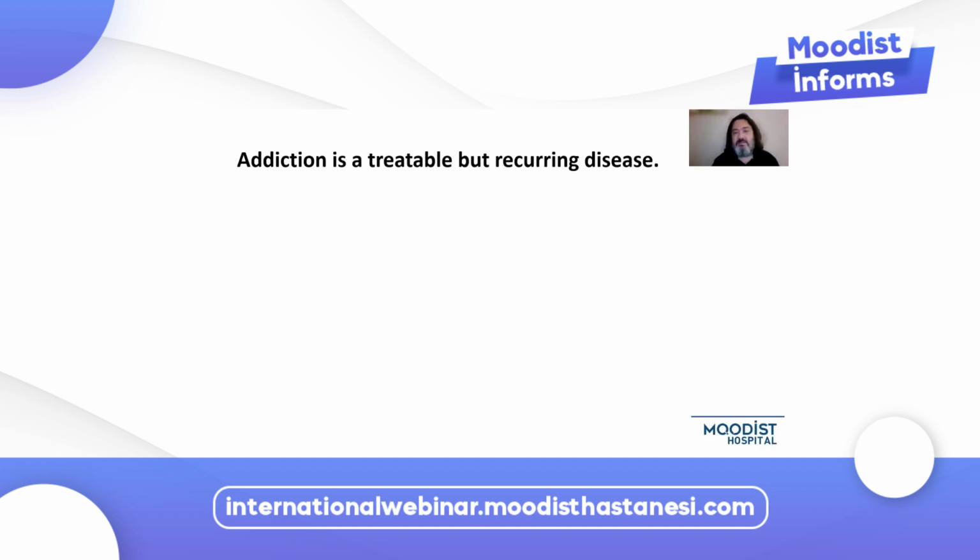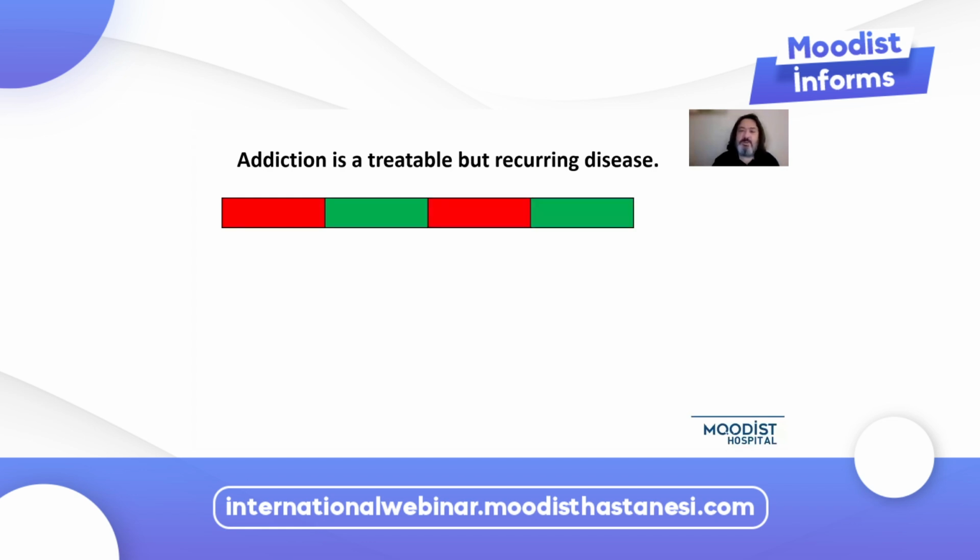Addiction is treatable, but it is also a recurring disease. A person may be addicted, then recover, then be addicted again, then recover again, then be addicted again, and this may be a trend. And this disease may have this trend, but our goal is different.